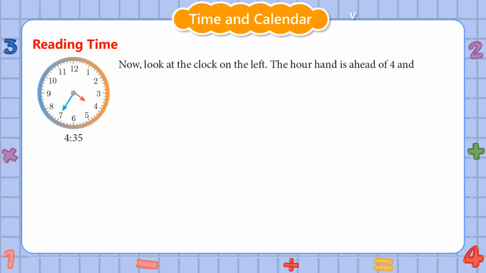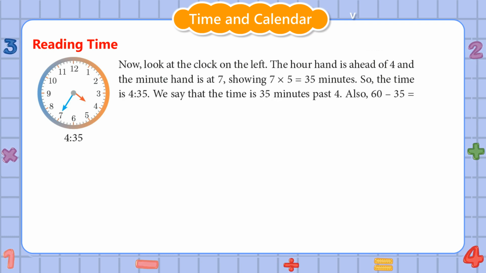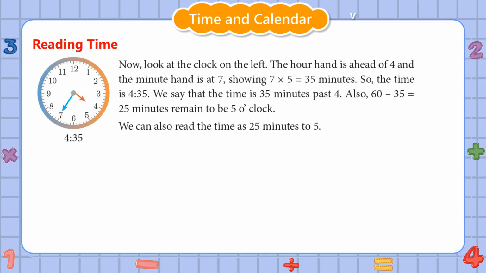Now, look at the clock on the left. The hour hand is ahead of 4 and the minute hand is at 7, showing 7 multiplied by 5 is equal to 35 minutes. So, the time is 4:35. We say that the time is 35 minutes past 4. Also, 60 minus 35 is equal to 25 minutes remain to be 5 o'clock. We can also read the time as 25 minutes to 5.